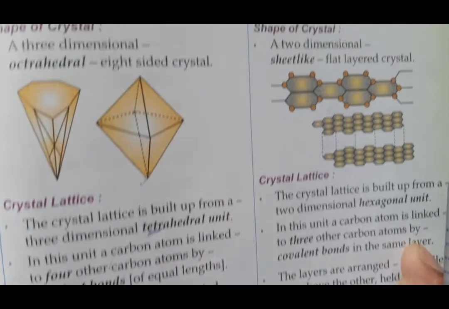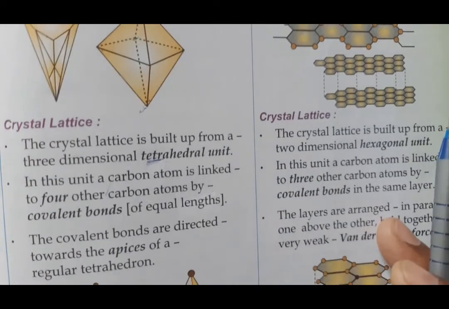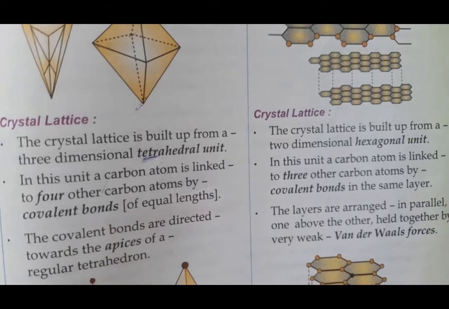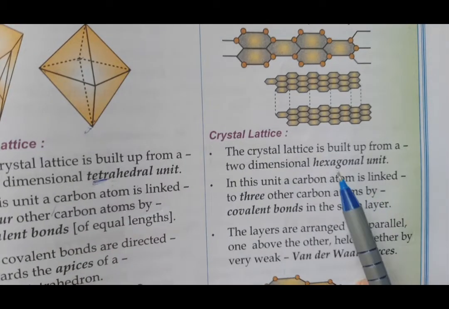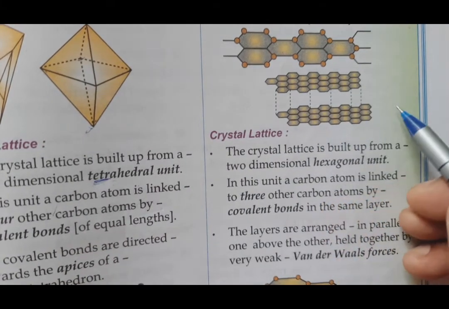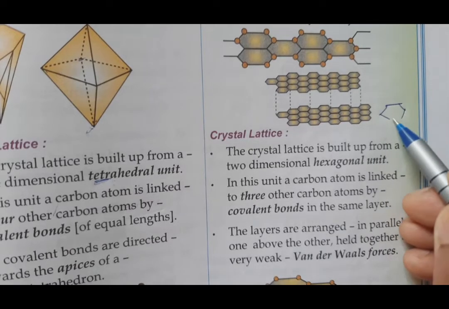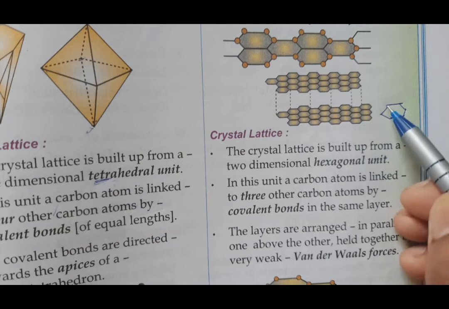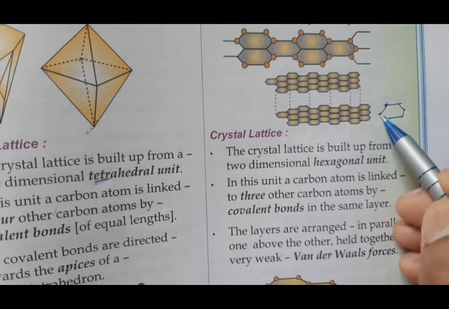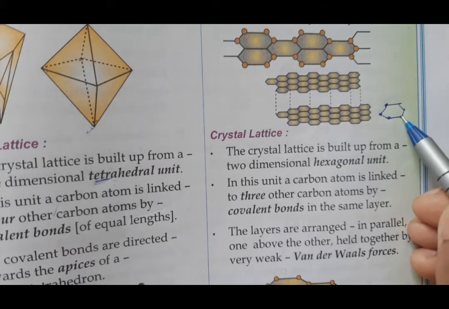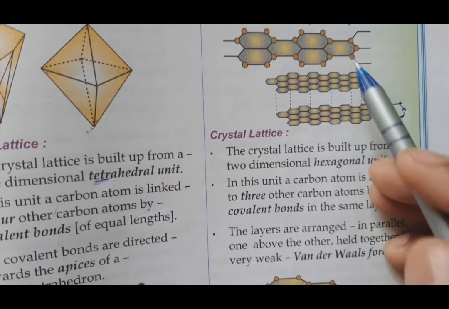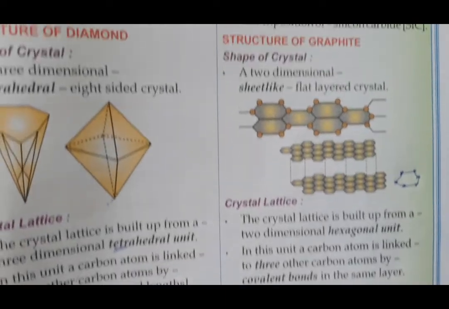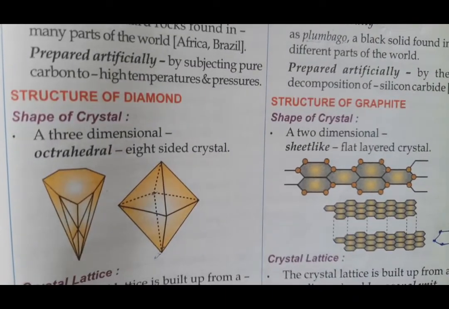As a whole, diamond structure is octahedral, but if you see only one unit, that is called crystal lattice, it has a tetrahedral unit. Whereas our graphite has a hexagonal unit. You can see here, I'm making a bigger one. This shape I'm making bigger, and if you count, why hexagonal? Because it has 6 carbons: 1 here, 2 here, 3 here, 4, 5, 6. So this dot indicates a carbon atom. So it has a hexagonal unit.